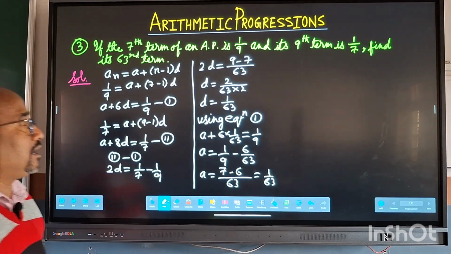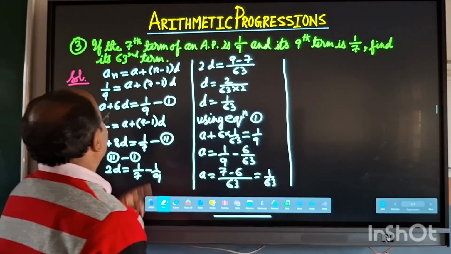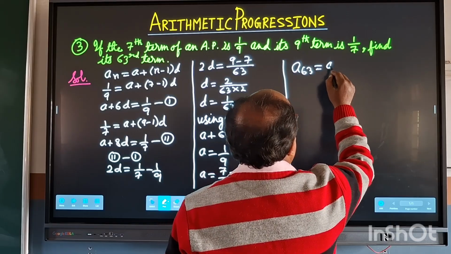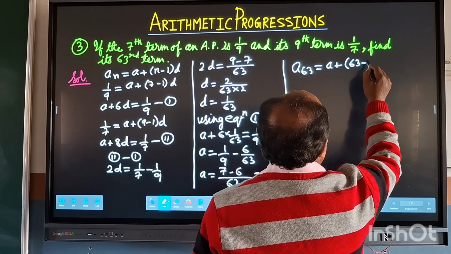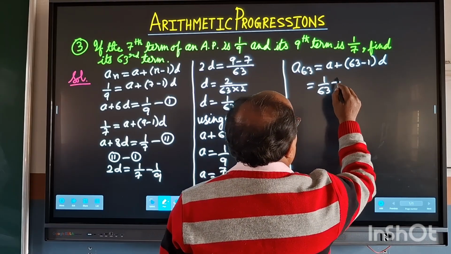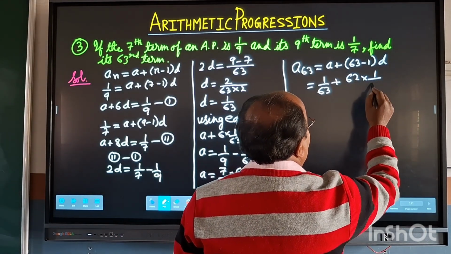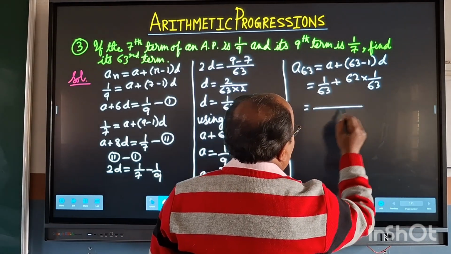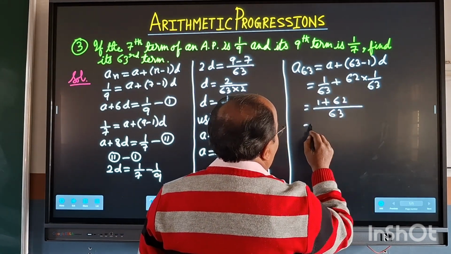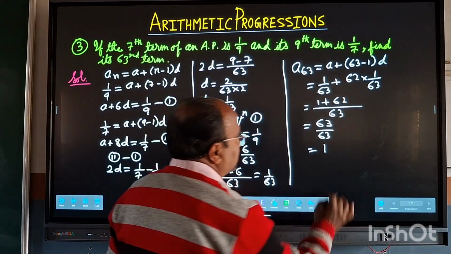So a value also has come as 1 by 63, d is also 1 by 63. The sum was to find the value of the 63rd term. So now I will write a63 is equals to a plus 63 minus 1 into d. So a value I have got 1 by 63 plus 63 minus 1 will give me 62, and d value is 1 by 63. LCM will be 63. So 1 and 62 ones are 62. So you get here 63 by 63 is equals to 1. So this is your answer.